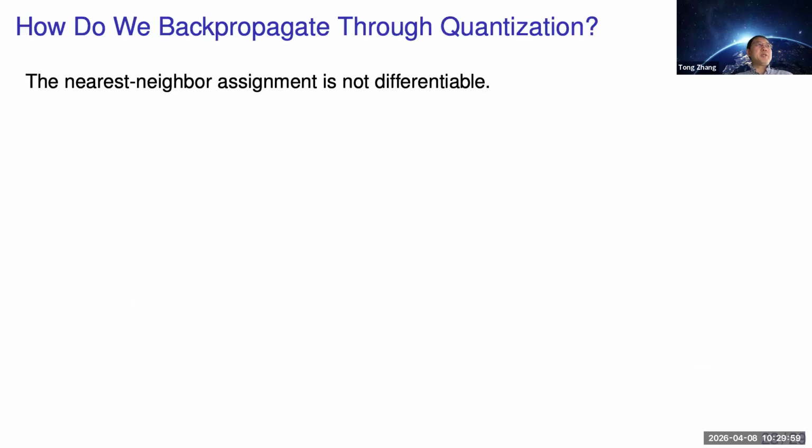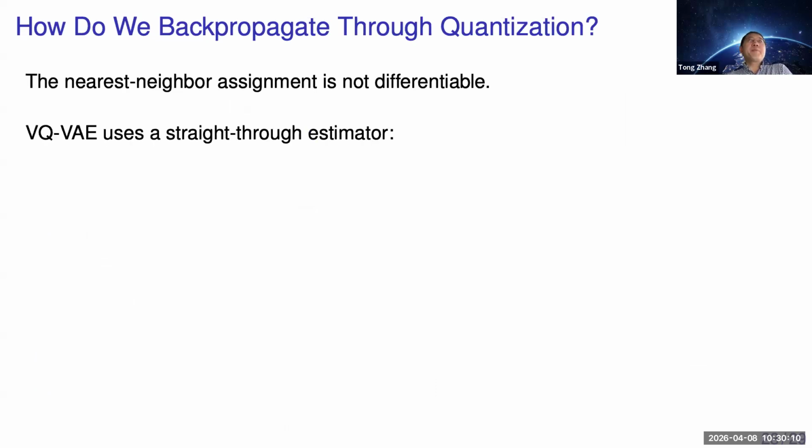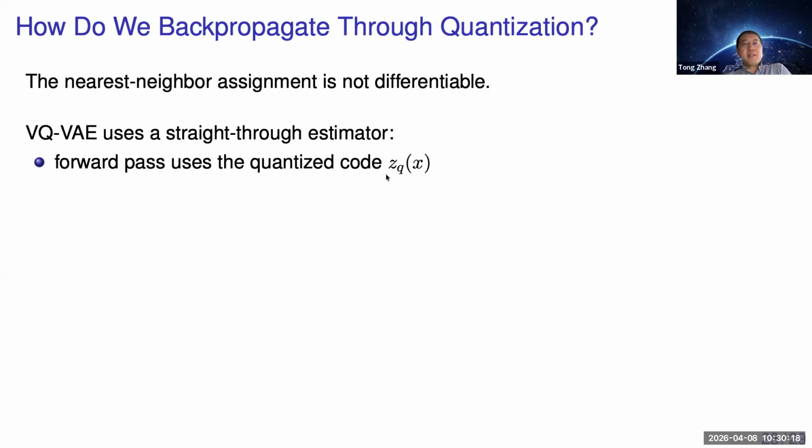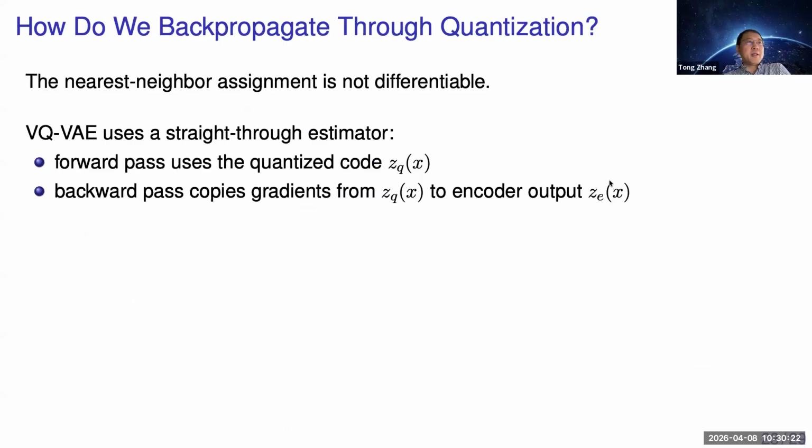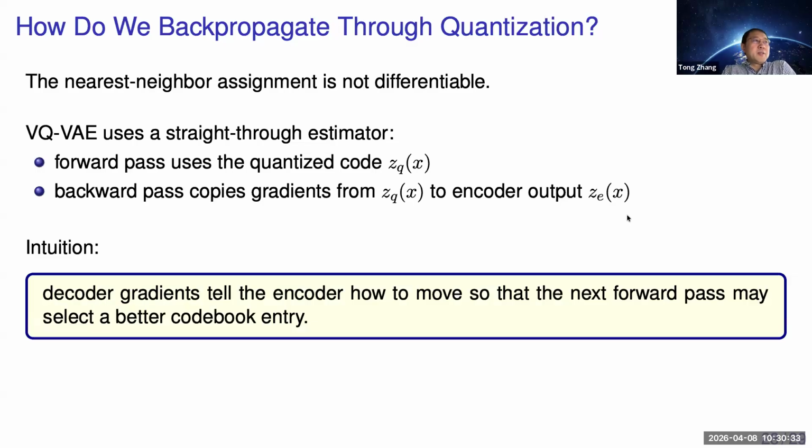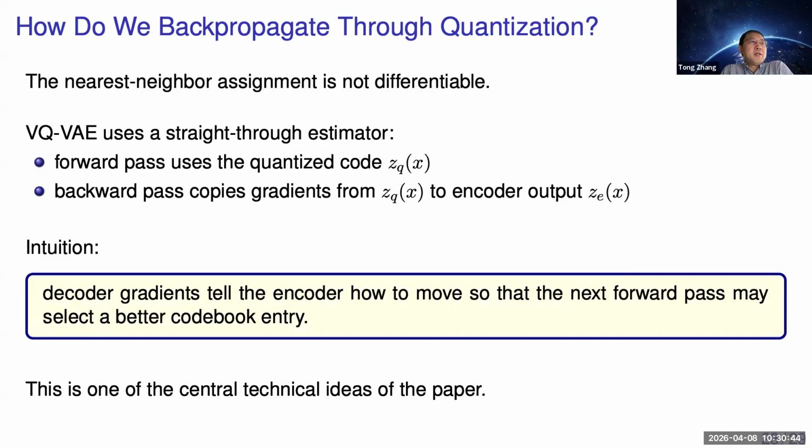We will quickly talk about backpropagation through this, which we mentioned earlier. The nearest neighbor assignment is not differentiable, so you use a copying operation, which they also show in the picture. The forward pass goes through the quantized code, and the backward pass copies the gradient, so you can continue training like in an autoencoder setting and go through to the encoder. The decoder tells the encoder how to move so that the next forward pass may select a better codebook entry. This is one of the central technical ideas of this paper. It comes from others, but they realized it can be jointly trained with the encoder.